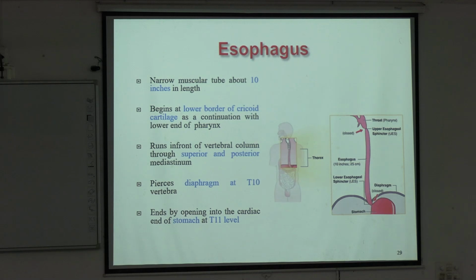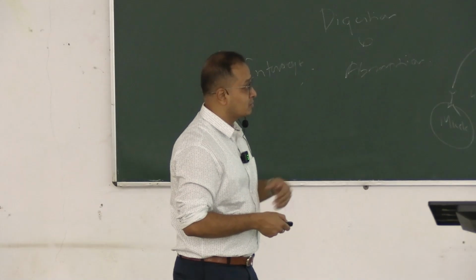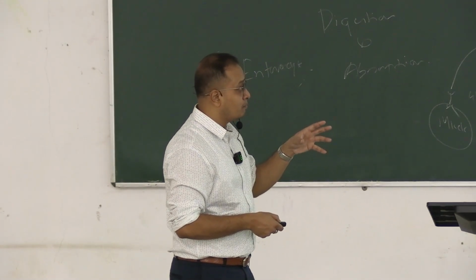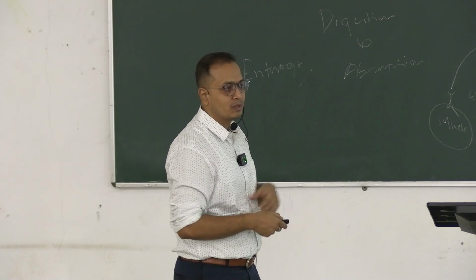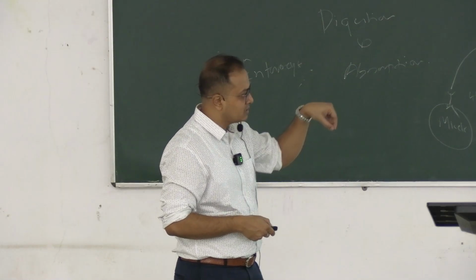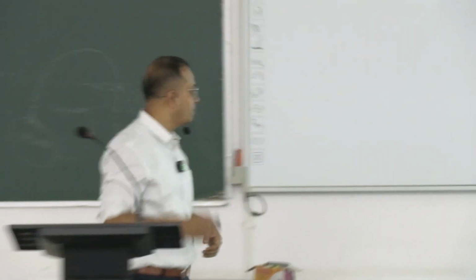It does not have any cartilage; it is a muscular tube, which is why it remains collapsed. It reaches the abdomen, piercing through the diaphragm at the level of the T10 vertebra. Where the esophagus pierces from the thoracic space to the abdominal space matters to us, and that is what you have to remember.